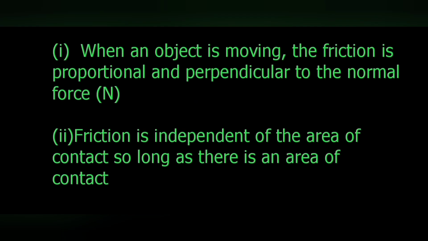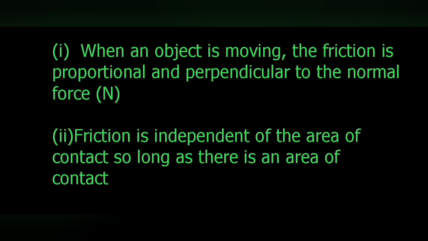Laws of friction. The following are the laws of friction. 1. When an object is moving, the friction is proportional and perpendicular to the normal force. That is, whenever there is friction, it is always acting in such a way that it is proportional and perpendicular to the normal force.